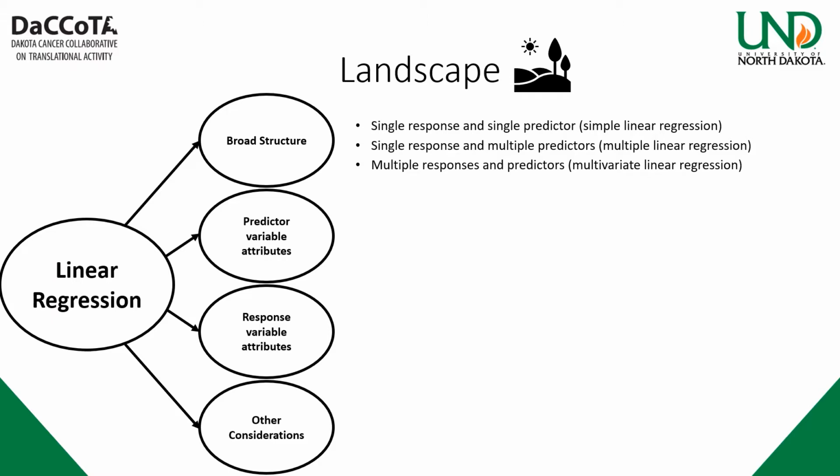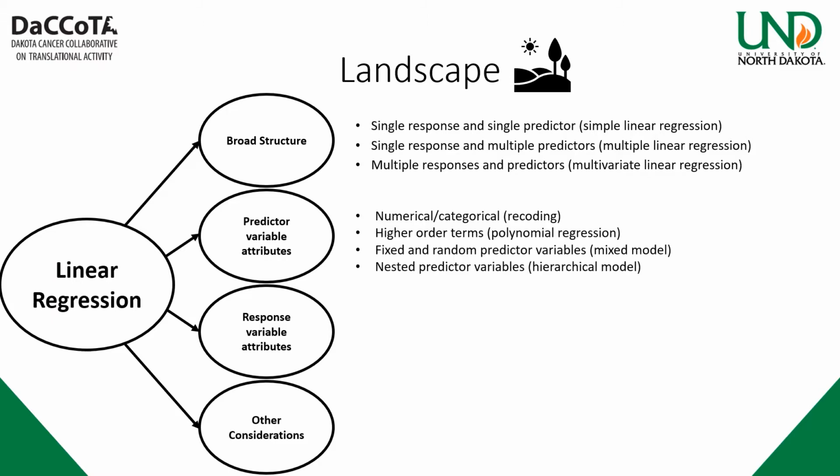Now, turning to our predictor variable attributes, we typically think of them as numerical, but we can also have categorical variables, which change up the analysis a little bit. We can also include higher order terms, also known as polynomials. We can have fixed and random predictor variables, which need to be treated differently. And we can also have more hierarchical issues like nested predictor variables. All those things change the regression. We need to consider it.